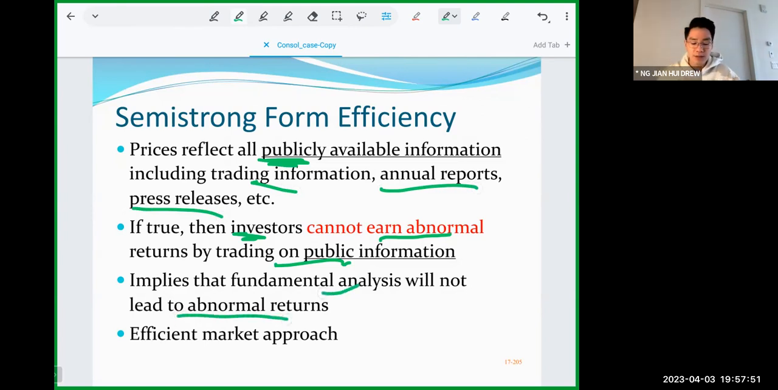So what does fundamental analysis mean? Anyone have heard of this? Fundamental analysis. Has anyone heard what is fundamental? No? Okay, so all right.